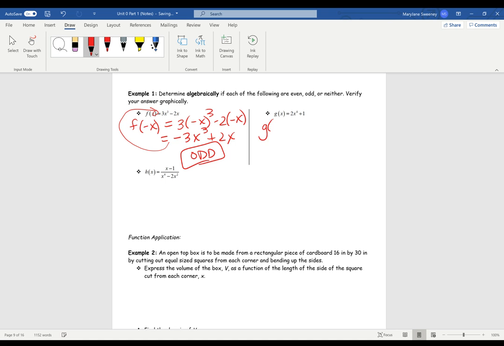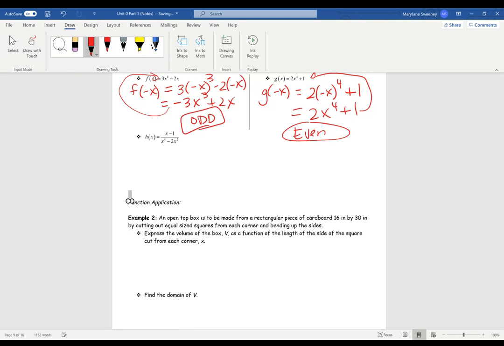For the next one, g of negative x, 2 times negative x to the fourth power plus 1. A negative to the fourth power is positive, so this would be 2x to the fourth plus 1. Goes back to the exact same thing that we had, which means it's an even function.